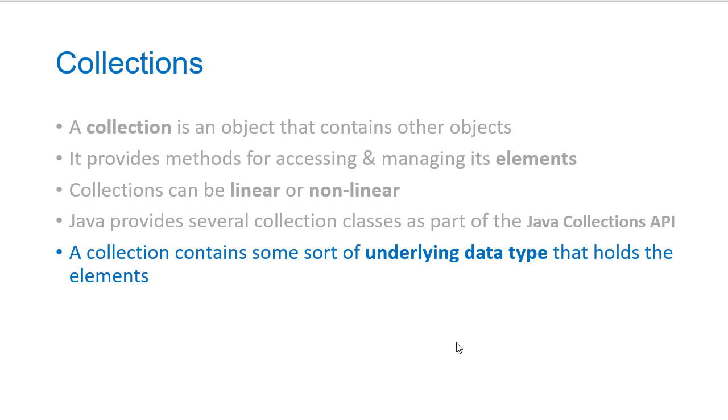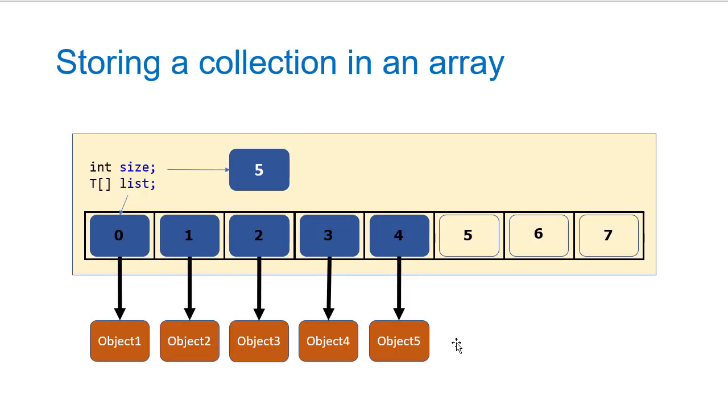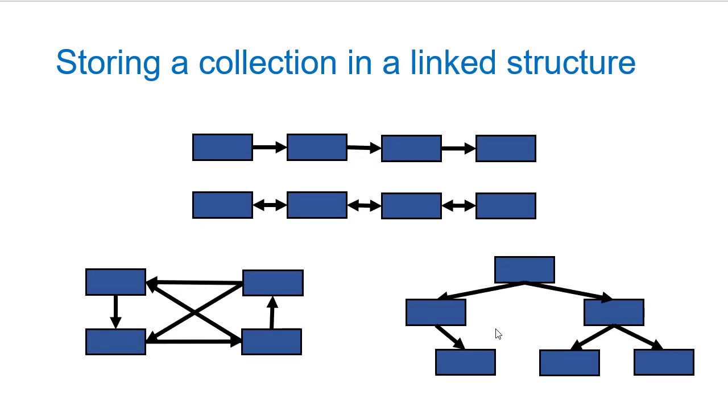And the two main implementation styles for this underlying data structure would be either to use an array. So here's an example of a list that's using an array as its underlying data structure. We could also have what are called linked structures, where we just create some object that holds an element, and then we link those together by references, and those can be linear or nonlinear data structures.